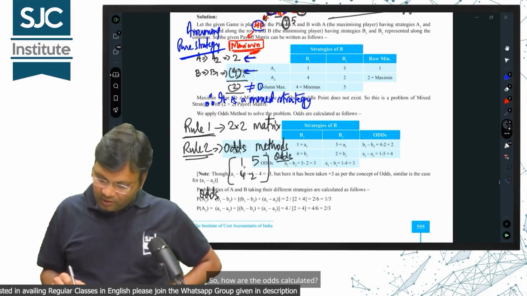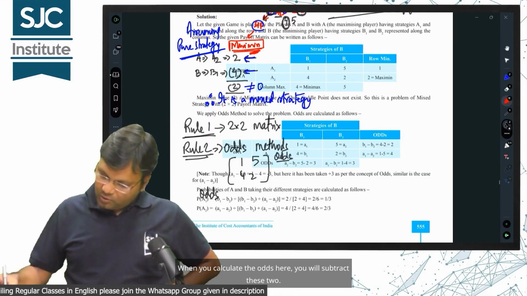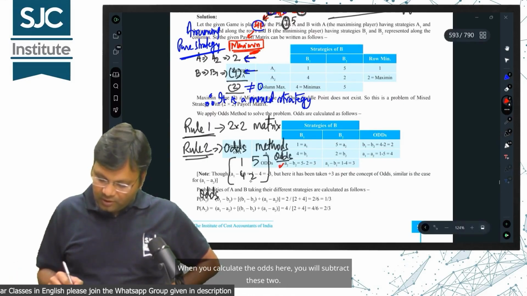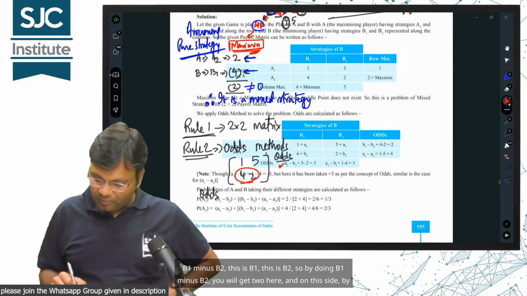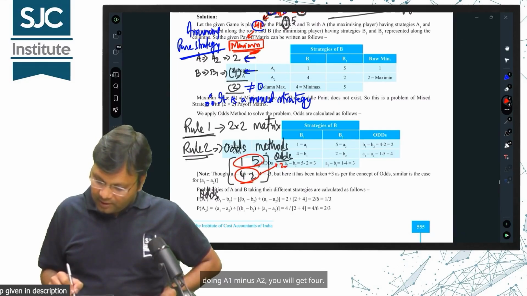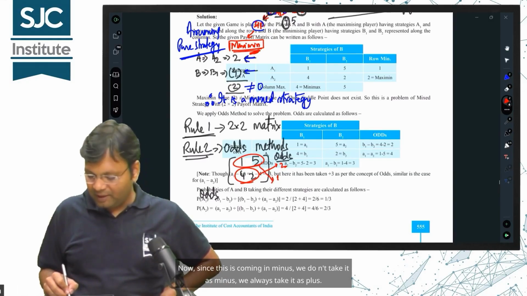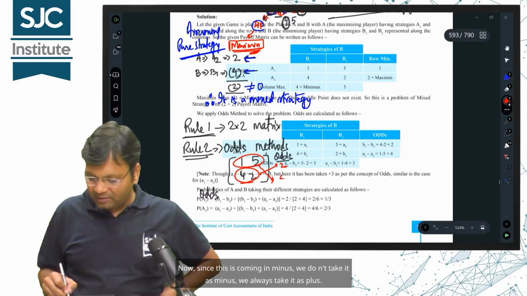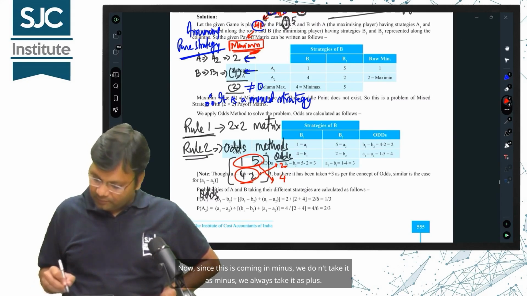So, how are the odds calculated? When you calculate the odds here, you will subtract these two. B1 minus B2, this is B1, this is B2. So by doing B1 minus B2, you will get to here. And on this side, by doing A1 minus A2, you will get 4. Now, since this is coming in minus, we don't take it as minus, we always take it as plus.